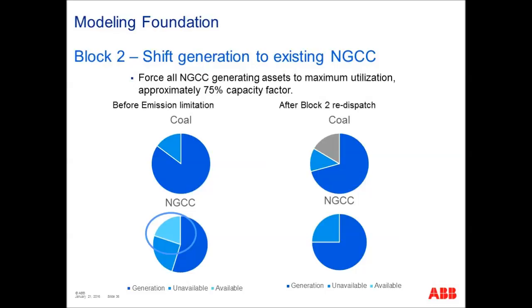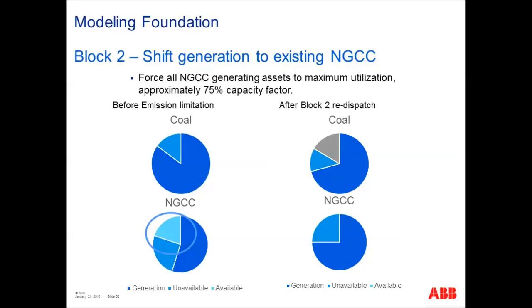Basically what we're doing here is, before the emission limitation, we have coal that's operating for generation and also has a piece that's unavailable. And our natural gas has this large block that is available. This is the piece we're focusing on. And by raising that dispatch factor, after the Block 2 redispatch, you'll see that coal now has a big portion that is not there for emissions, and you'll notice that the natural gas is now fully utilized.